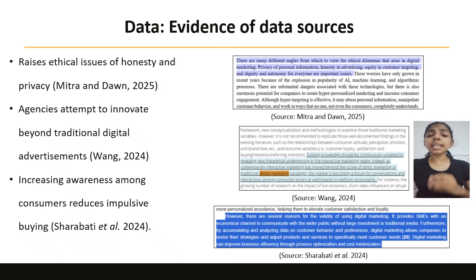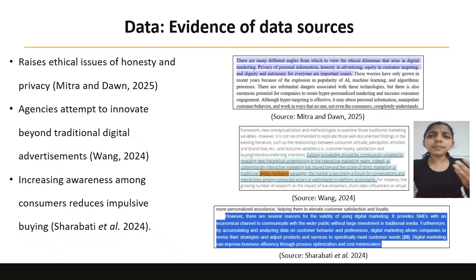Slide 4, evidence of data sources. Digital marketing is becoming increasingly data informed but also more ethically complex. According to Mitra and Ron 2025, the line between persuasion and personalization is becoming blurred. This raises important ethical questions, especially regarding honesty and consumer privacy. What we are seeing is that while businesses demand measurable results from campaigns, advertising agencies often push the boundaries. They innovate beyond traditional digital advertising, using interactive and hyper targeted techniques to reach consumers more directly. As one 2024 study points out, this shift is partly about staying competitive but also about leading market trends.